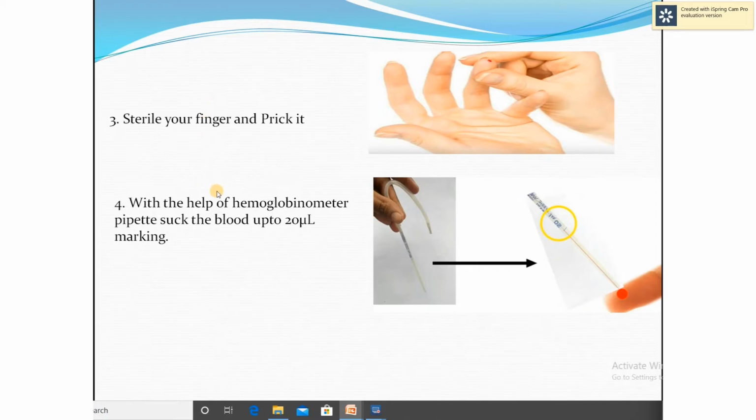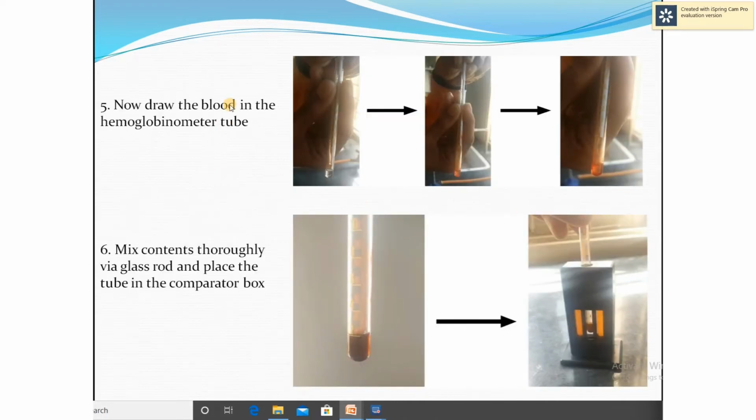Next, with the help of the hemoglobinometer pipette, suck the blood up to the 20 microliter marking. I've told you this 20 microliter is of importance, so you'll have to suck the blood up to the 20 microliter marking. Next, draw the blood into the hemoglobinometer tube. You'll put the blood back into the hemoglobinometer tube now. This is the procedure you'll have to do.